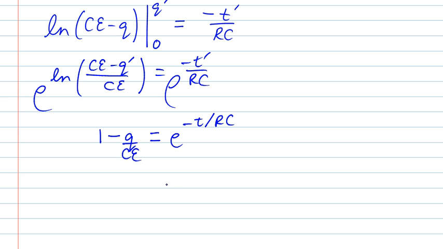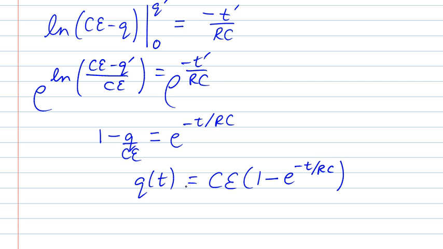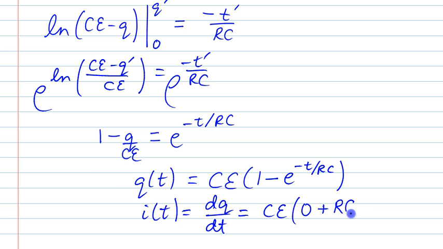And when we solve this for Q as a function of time, ultimately what we get is CE times 1 minus e to the minus T over RC. And so there is the charge as a function of time. If we want to get the current as a function of time, we have to take the derivative of that. And so we have a constant that we leave alone. We've got 1 turns into a 0. And then we have plus essentially RC times e to the negative T over RC.